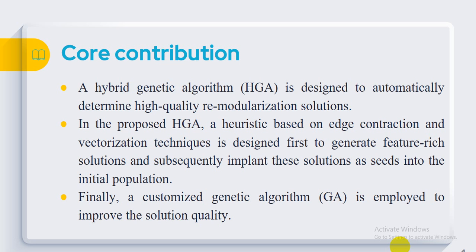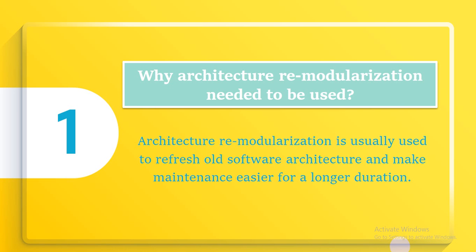A hybrid genetic algorithm is designed to automatically determine high quality remodularization solutions, and here we also use that hybrid genetic algorithm for this reason. It is also proposed that a heuristic based approach based on edge construction and vectorization technique is designed first to generate feature rich solutions and subsequently implement these solutions as seeds into the initial population. Finally, a customized genetic algorithm is also employed to improve the solution quality.